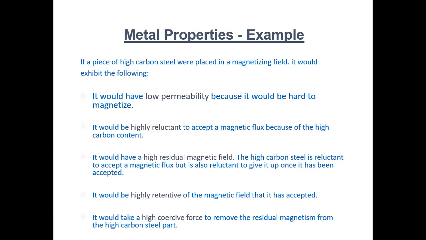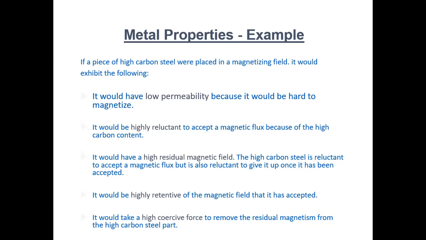The high carbon steel is reluctant to accept magnetic flux, but is also reluctant to give it up once it has been accepted. Once accepted, it would not easily leave the magnetic field. So it would be highly retentive of the magnetic field it has accepted, meaning retentivity is high. So if retentivity is high, then ultimately the residual field will be high, and it would take a high coercive force to remove the residual magnetism from the high carbon steel.